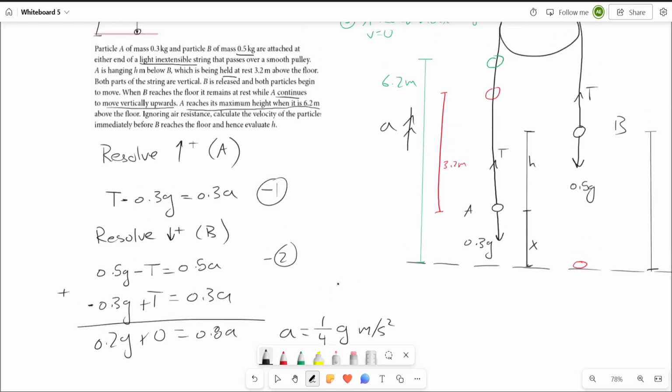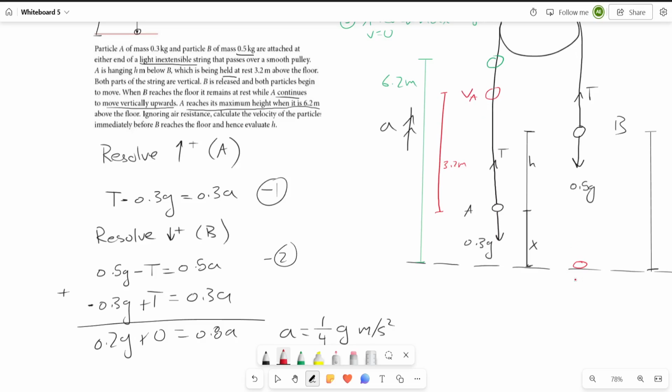Let's see the first part of the question. The question wants the velocity of the particles immediately before B reaches the floor. So it's talking about the V of A and the V of B just before B reaches the floor.